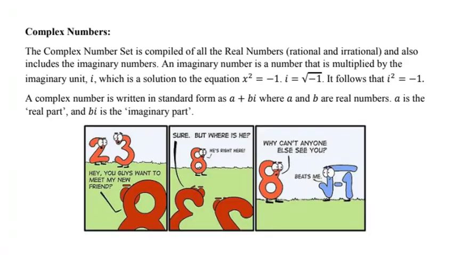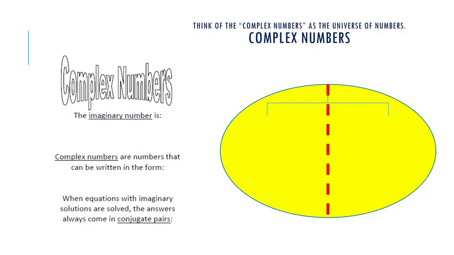The complex number set is compiled of all real numbers, rational and irrational, and also includes imaginary numbers. An imaginary number is a number that is multiplied by an imaginary unit called I, which is a solution to the equation x squared equals negative 1. Remember that I equals the square root of negative 1. It follows that I squared equals negative 1. I would, again, write that somewhere where you have got it.